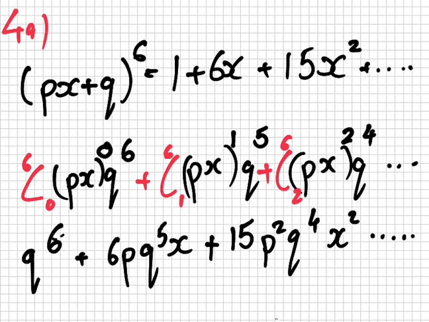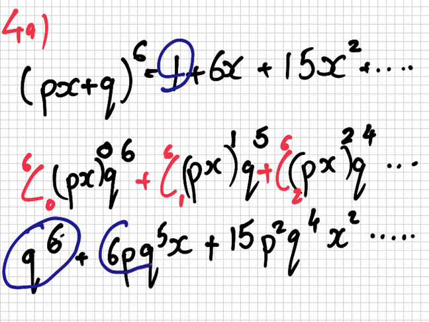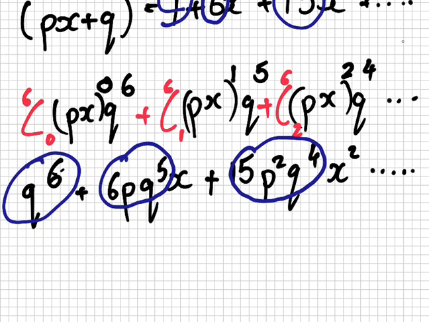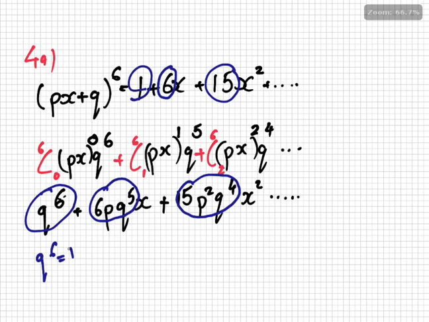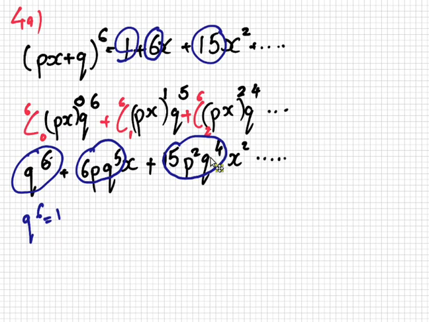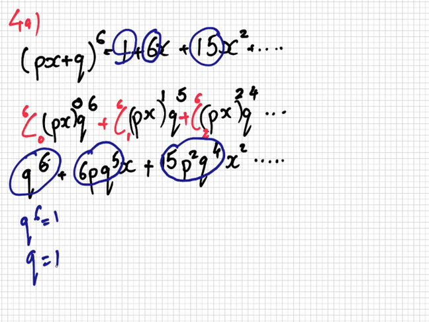Okay. Now what you do is you compare it. So this piece here, what must that be the same as? Yeah, 1. And then this piece here is 6. And then this piece here is 15. So I get, let's start with the first one. Q power 6 must equal 1. So what does that mean Q must be? Yeah, Q must be 1.